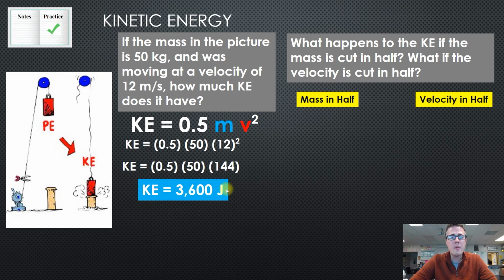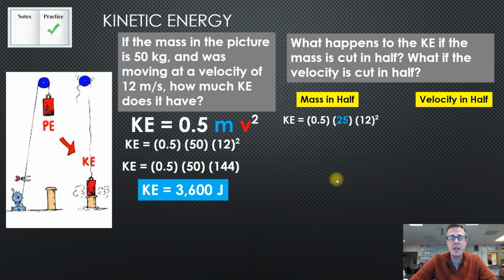Now we're going to do the same thing that we did last time, where what happens if we cut the mass in half? Or what happens if we cut the velocity in half? I want you to pause the video, and just in your mind, you don't have to write this anywhere, I want you to make a prediction. Do you think that it's going to have the same outcome as potential energy, or do you think that it's going to be different? Pause the video now and think about that. All right, let's check them.